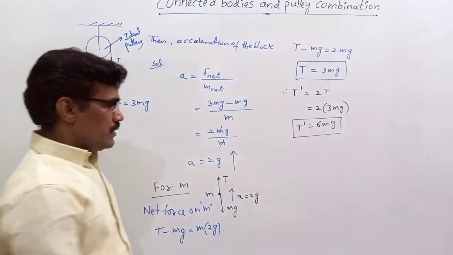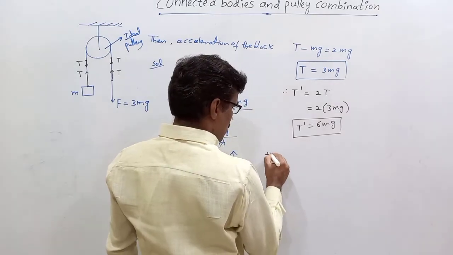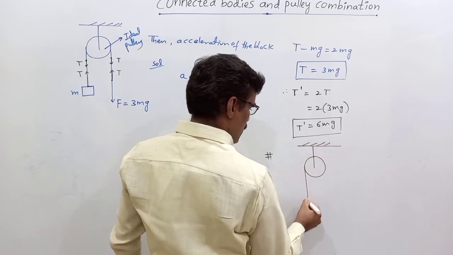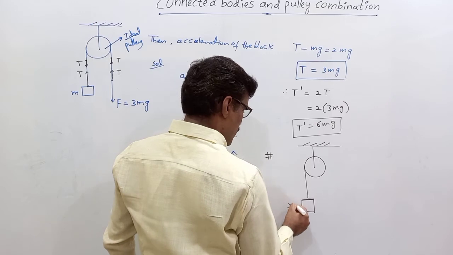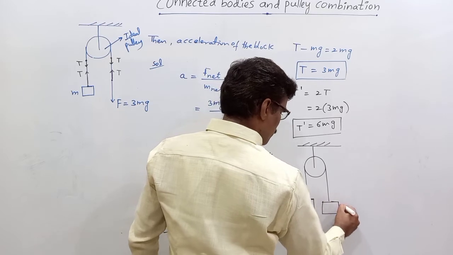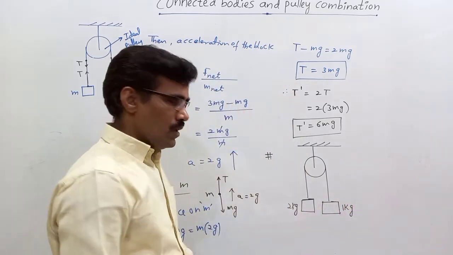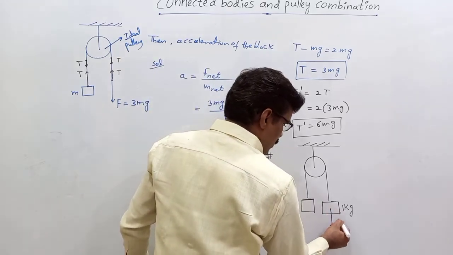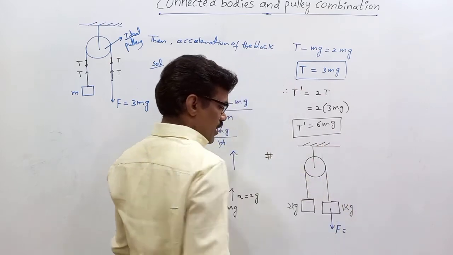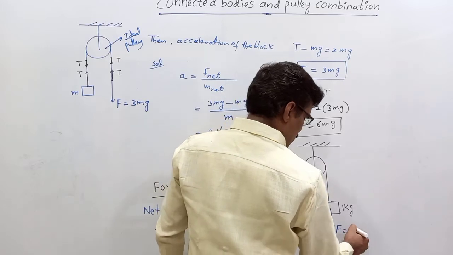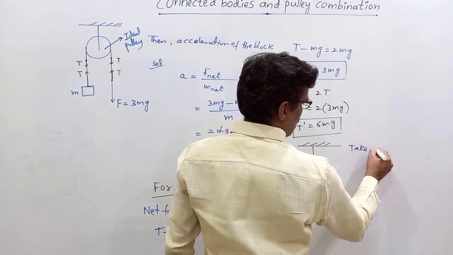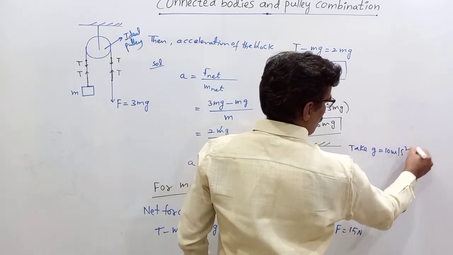Yes, sir. Listen carefully. Next one, sir. Let us consider a pulley. It is a fixed pulley. Here, this side a 2 kg block is there. This side is a 1 kg block. So the force acting on the 1 kg block downward, there is an extra force, that is 15 Newton. Take g value as 10 meter per second square.